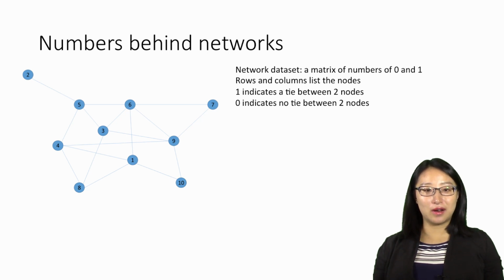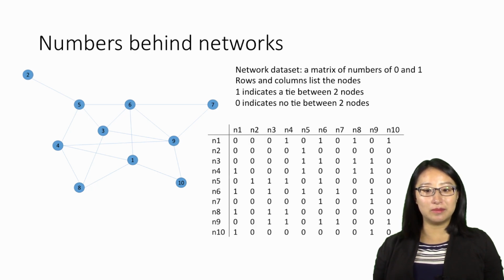In order to construct social networks, we need to get a network dataset in the first place. A network dataset is usually a matrix of numbers of 0 and 1. The rows and columns list the nodes. 1 indicates there is a tie between two nodes, whereas 0 indicates there is no tie between two nodes. In this example, node 6 has ties to 1, 3, 5, 7, and 9.